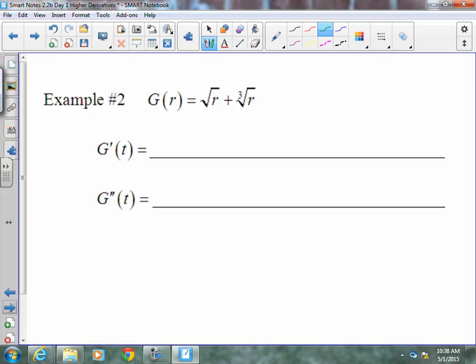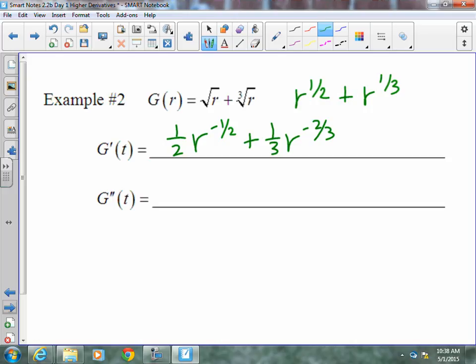Here's another one. If we think of this as r to the 1/2 plus r to the 1/3, it might be a little easier. First derivative, 1/2 r to the negative 1/2 plus 1/3 r to the negative 2/3. I'll let you leave them as negative exponents this time, just so you get the gist of what's going on. So, second derivative, negative 1/4 r to the negative 3/2 minus 2/9 r to the negative 5/3.